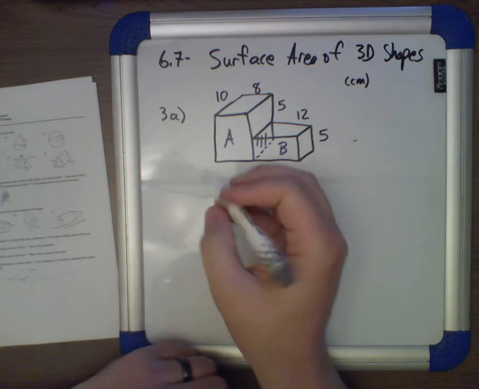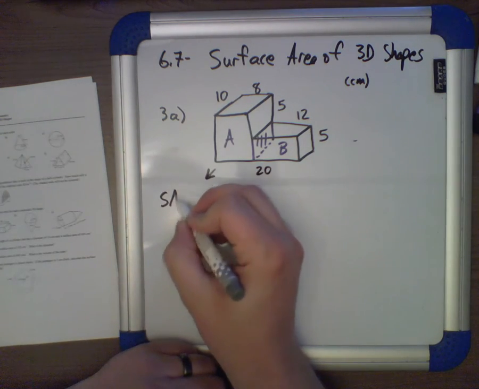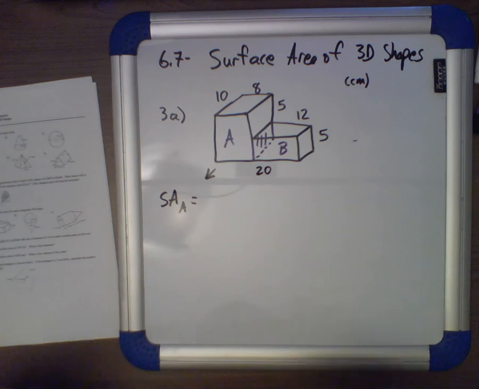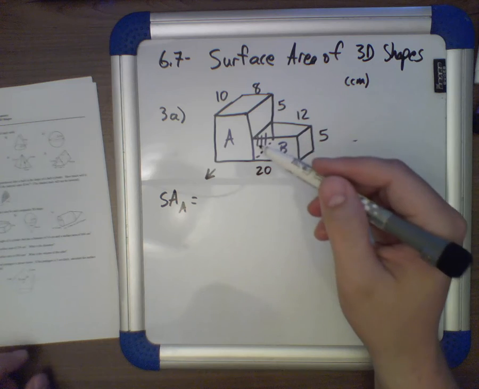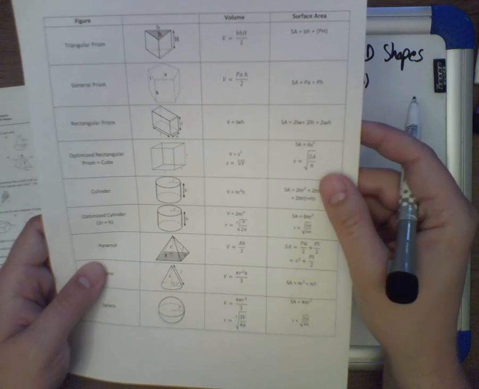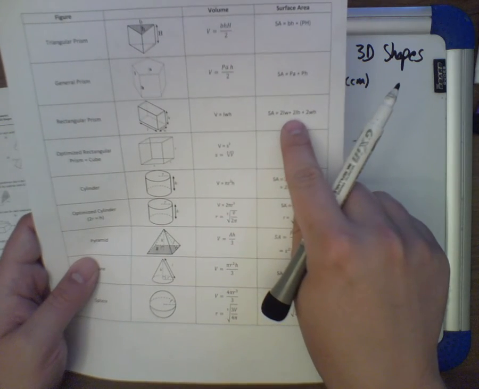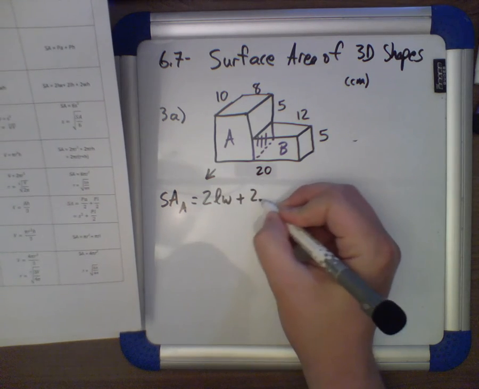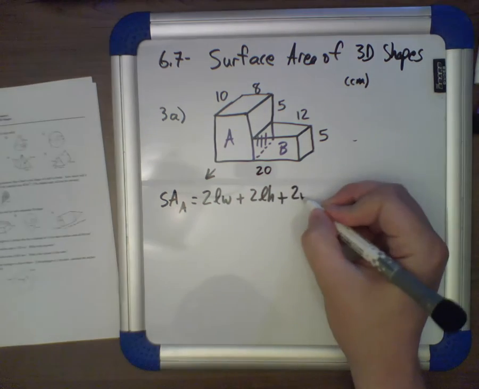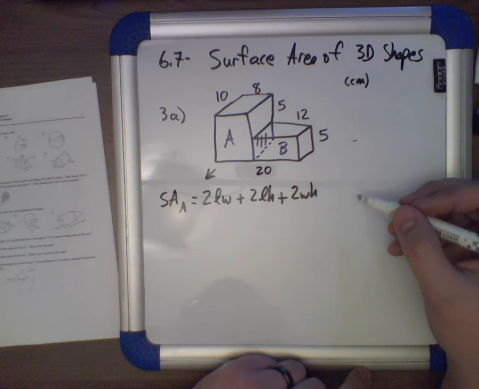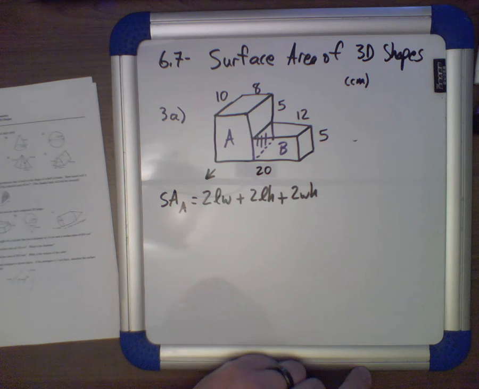Let's take a look at shape A. Surface area of shape A. So what kind of shape is shape A? Well, it's like a rectangle that's been extended. It's a rectangular prism. So let's take a look at our surface area for rectangular prism. 2LW plus 2LH plus 2WH. So let's work through that. 2LW plus 2LH plus 2WH. And I'm going to resketch the shape A by itself here for a moment as well.